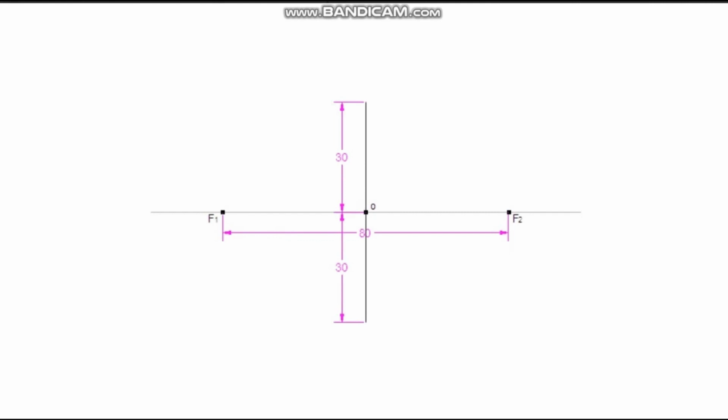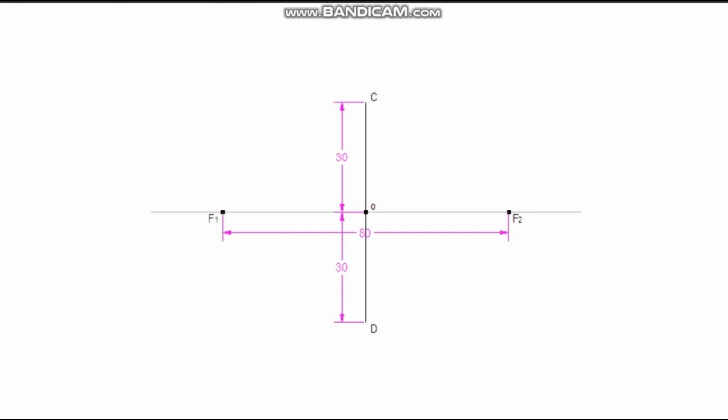Draw a horizontal line. Mark a point at the midpoint of the line. Let this point be O as the center point of the ellipse. Mark distance of 40 mm on both the sides of the center. These are the focus points F1 and F2. Through the center O, draw a vertical line and mark half of the distance of the minor axis on both the sides. Let the endpoints of the minor axis be C and D.